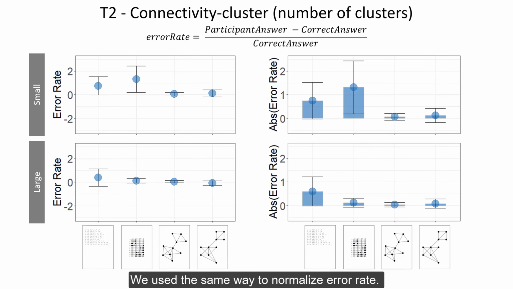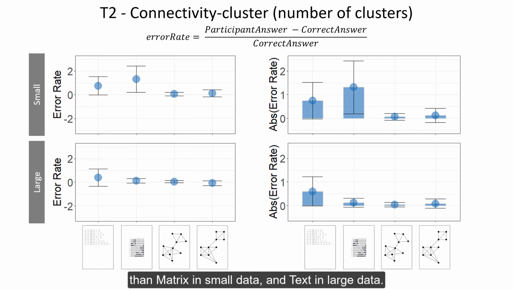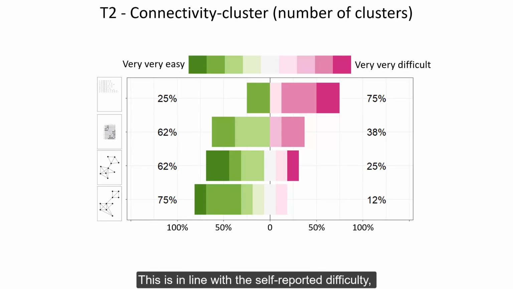We used the same way to normalize error rate. We found the 2 node link diagrams were more accurate. Statistic tests revealed that node link diagrams were significantly more accurate than matrix in small data and text in large data. This is in line with the self-reported difficulty, which was also higher with the text and matrix.